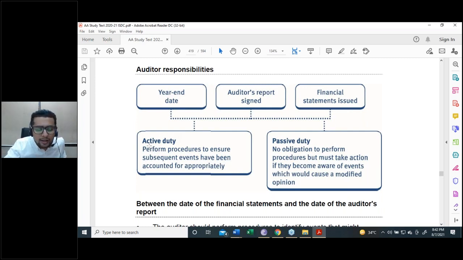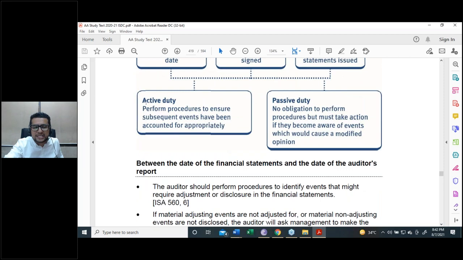What's the active duty? That the auditor needs to perform procedures to identify what? Subsequent events. Now there are two types of subsequent events: A, adjusting; B, non-adjusting. If the adjusting event is material, I will ask the management to adjust the financial statements. If it is not material and the management is not willing to adjust the financial statements, I will consider it as a misstatement. I will note it somewhere, but it's not a material misstatement, and that is why I will not modify my opinion.